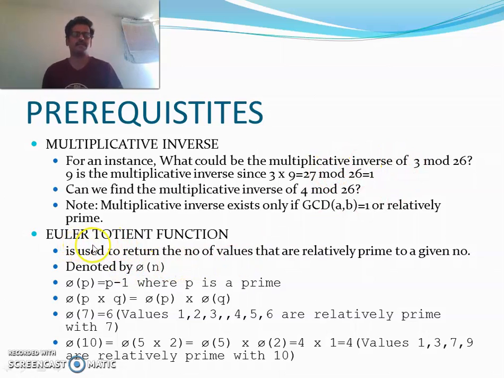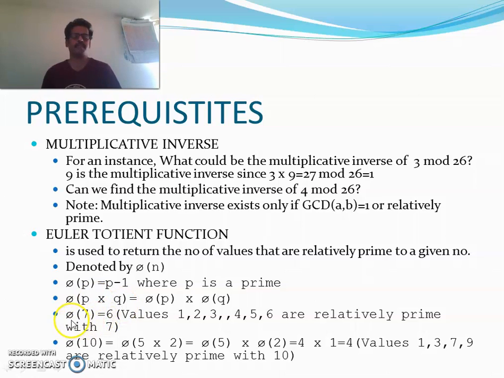Now we'll discuss the Euler totient function. The Euler totient function returns the number of values that are relatively prime with a given number. It is denoted by phi of n. It takes various forms. The first form is phi of p equal to p minus 1, where p is a prime. The second form is phi of p into q is equal to phi of p into phi of q. This second form will be used when the argument of the function is a composite number. So we know that a composite number can be expressed as a product of primes.